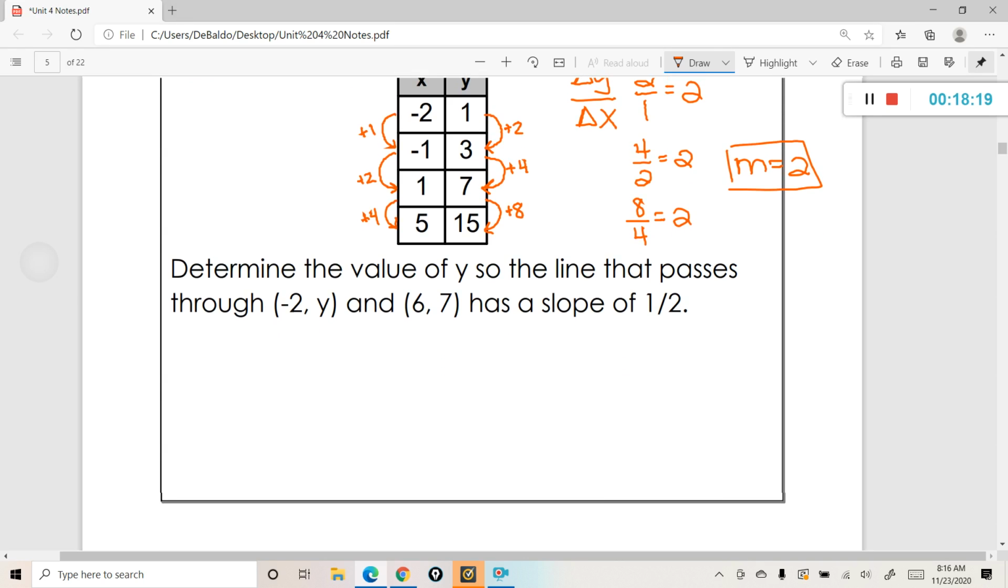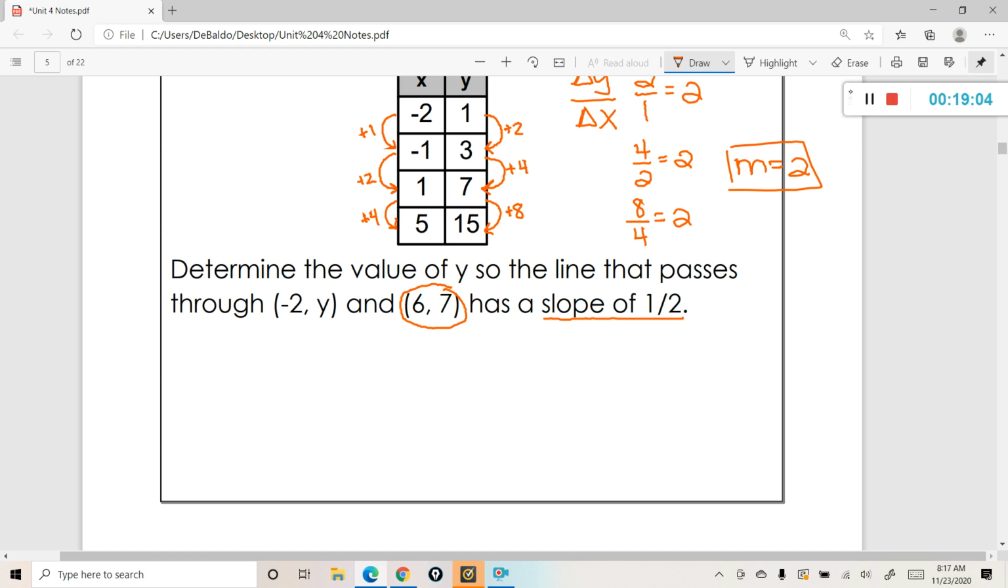The last example I want to give you here is kind of a neat one. It says, determine the value of y. The line that passes through the coordinates (-2, y) and (6, 7) has a slope of 1/2. So you've got to kind of picture what we're looking at here. They're telling us that the line has a slope of 1/2, and we're kind of working backwards now. We want to figure out the coordinates that are going to be on that line. We know that this is already one of the coordinates, but notice that the other coordinate is missing a y value. We want to determine what that y value is.